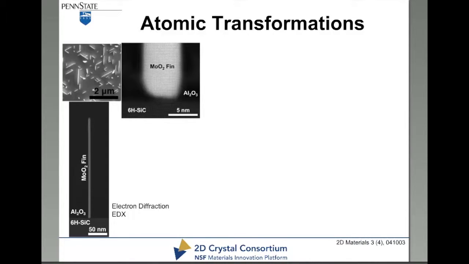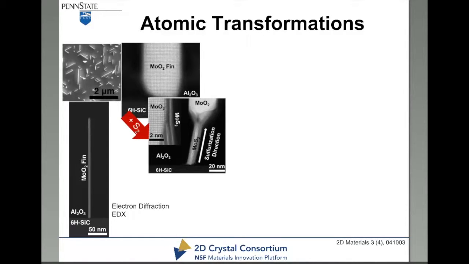So these fins, then, you can anneal them in sulfur. So when we do that, we can partially anneal it in sulfur and look at it in TEM. And you're able to see, with this second image that just popped up, that there's actually sulfurization occurring from the base up, not from the top down. And the little inset, as a matter of fact, is showing that there's MoS2 that is growing vertically up the sides of this MoO2. And the reason is because the whole outside of this MoO2 fin gets passivated by an MoS2 layer.